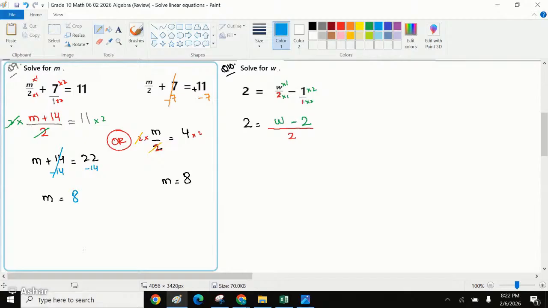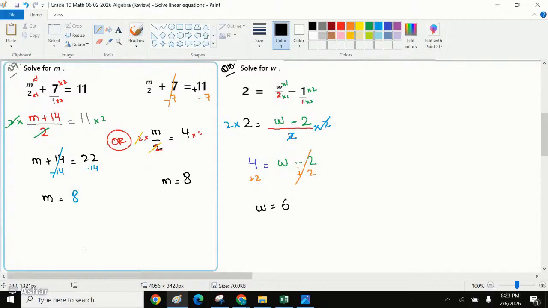So now after this step, we need to remove this 2. Can we multiply both the sides by 2? It cancels out. 2 multiplied by 2 would be 4 is equal to W minus 2. We need to remove the negative from this side, so we add 2 on either side. So finally our answer comes out to be W is equal to 6.